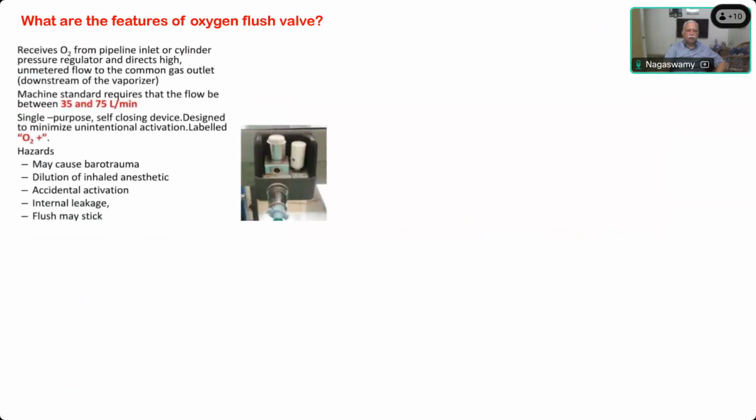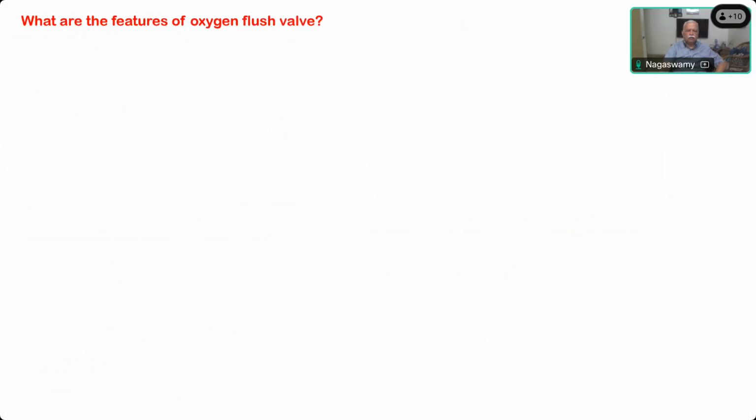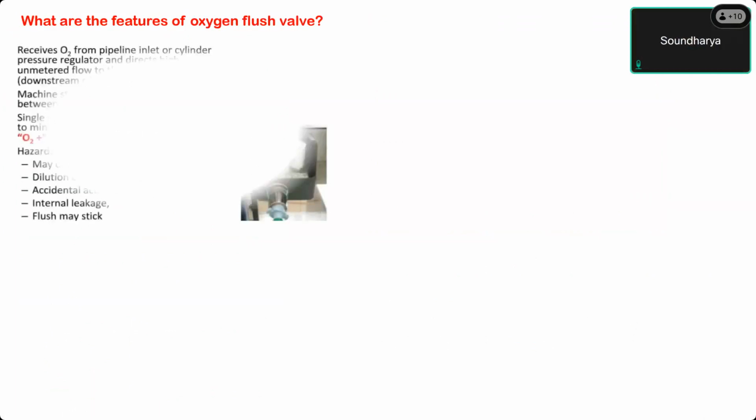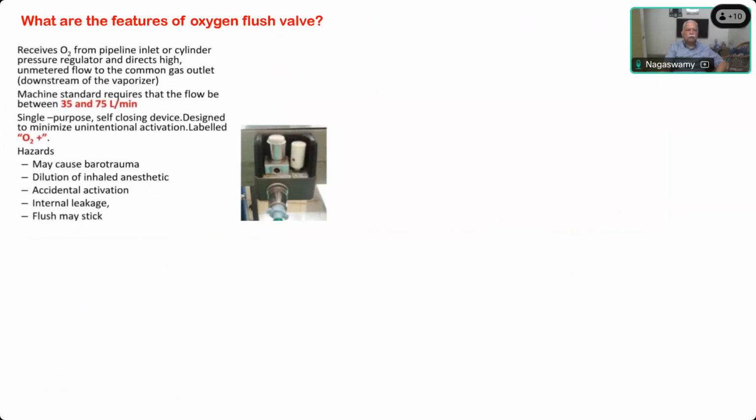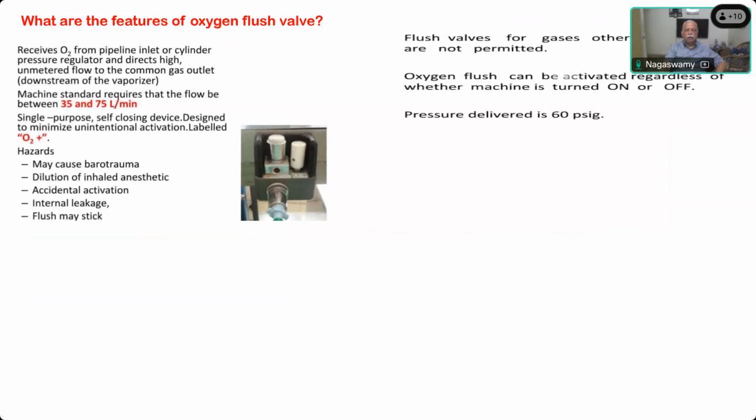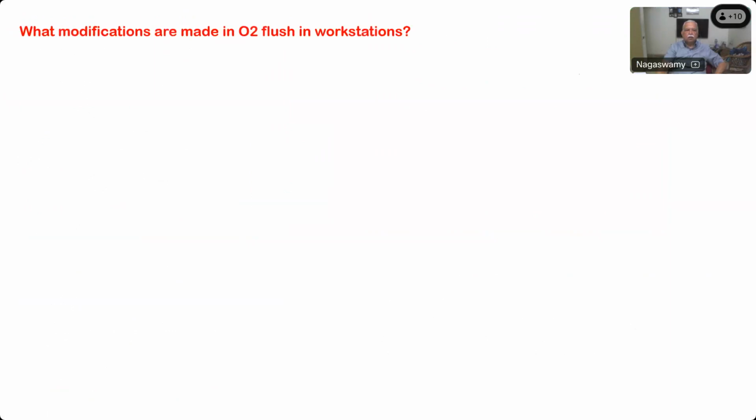Oxygen flush. Questions will be asked about the oxygen flush valve. How many liters of oxygen will be delivered if you activate the oxygen flush valve? 30 to 60 liters, sir. Very good. And what pressure? 35 to 75 liters per minute can be given. And it may be a cause of barotrauma because it comes at a higher pressure compared to the flow meter.